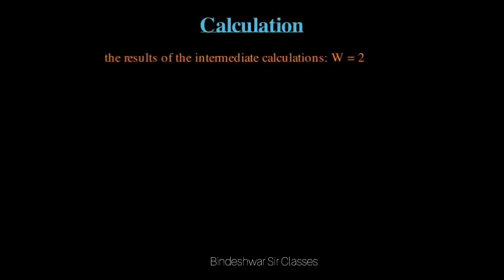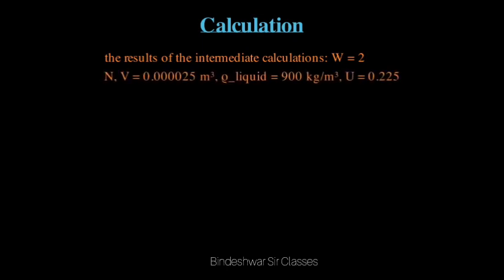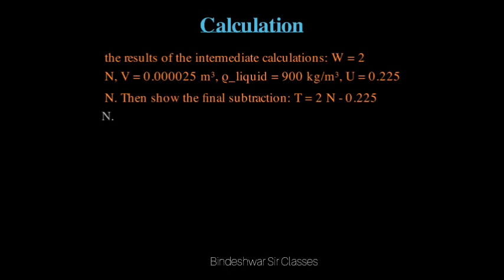Let's do the arithmetic now. The weight W is 0.2 times 10, which gives us 2 newtons. The volume of the iron, V, is 0.2 divided by 8,000, which equals 0.00025 cubic meters. The density of the liquid is 0.9 times 1,000, which is 900 kilograms per cubic meter. Now we can calculate the upthrust, U. It's volume times liquid density times g. So, U equals 0.00025 times 900 times 10. This calculates to 0.25 newtons.